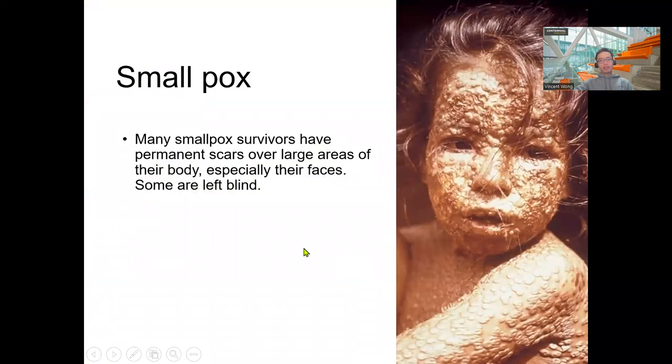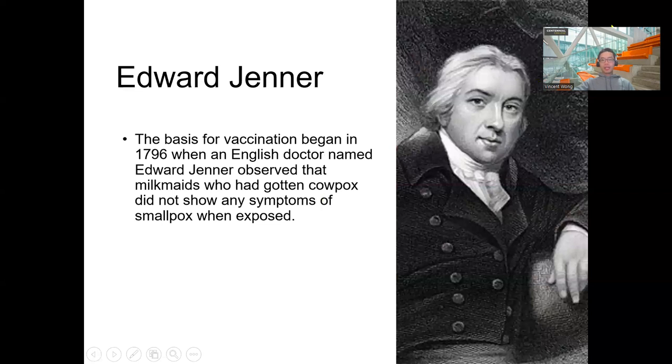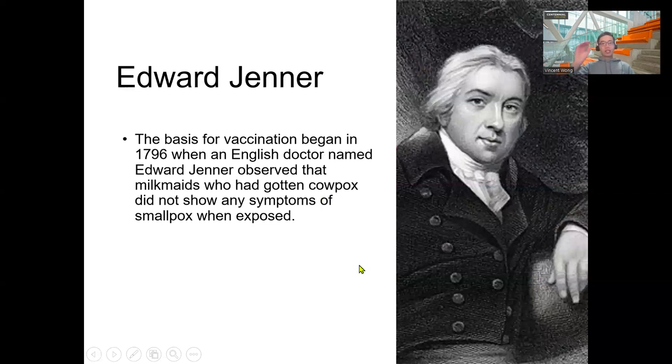And for those who survive, they have these terrible, terrible scars that cover their body. And sometimes it would even leave them with a blind eye or both eyes blind. And it's just, you know, not something that you want to live with. And so there was this guy, his name was Edward Jenner. He was named as like the father of vaccination. Okay, he's basically credited as the person who created the idea of vaccination. Okay, so that began in 1796.